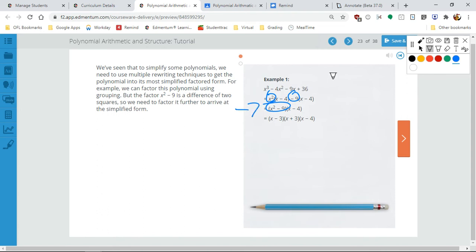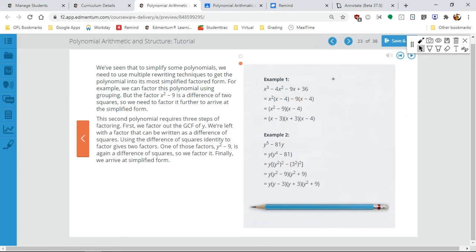And then from here, they're like, oh, cool, this is a DOS, a difference of squares, because you can take the square root of x squared and you can take the square root of 9. And it's subtraction, so that's a difference. So here's an explanation of them factoring out a GCF and then noticing this is a difference of squares. And then once they get to here, this is also a difference of squares. So that's where they get this negative 3 and this positive 3 right here.